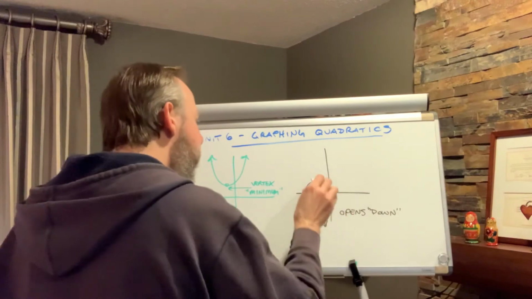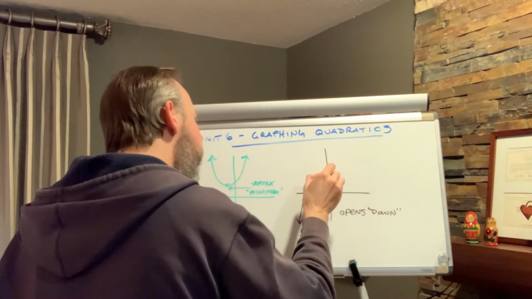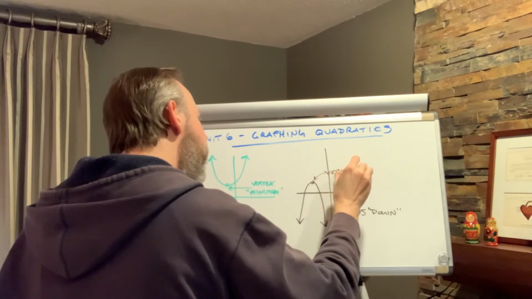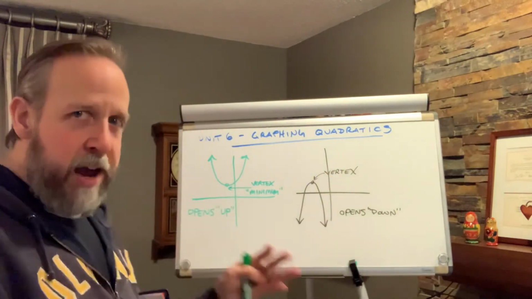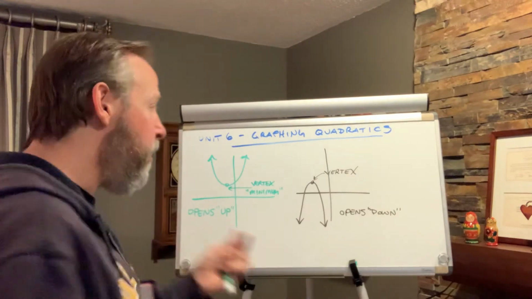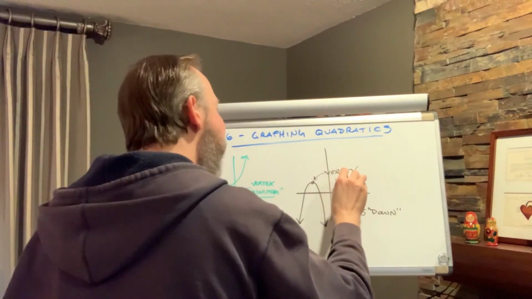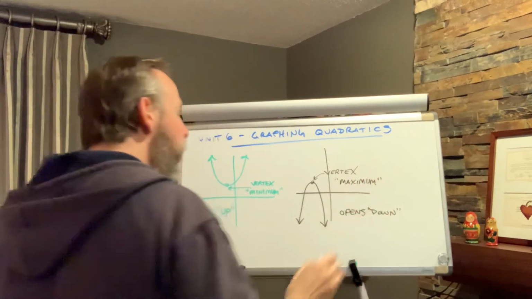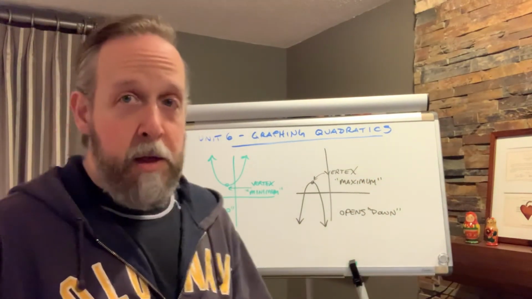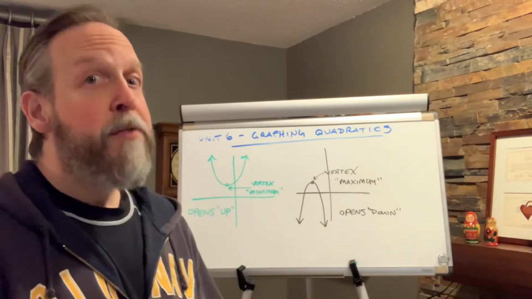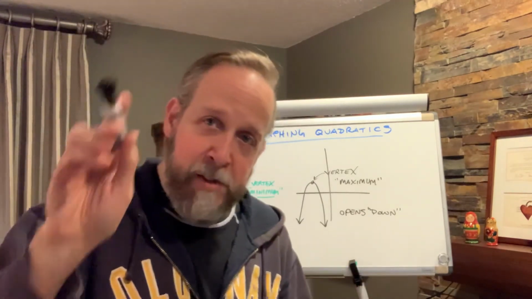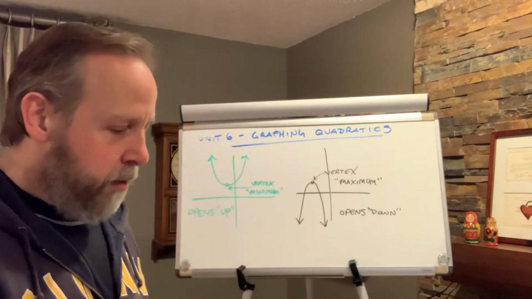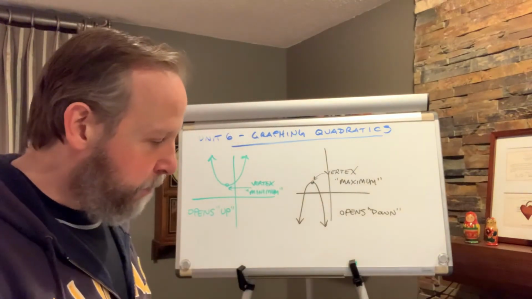But if it opens down, the vertex is again right here where it turns, and this time, this vertex is at the highest point it'll ever get to on this parabola. So it's called a maximum because in a parabola that opens down, the parabola's y value will never get higher than that vertex. It's at the very, very top before it turns over again. So we got some good vocabulary going on here.